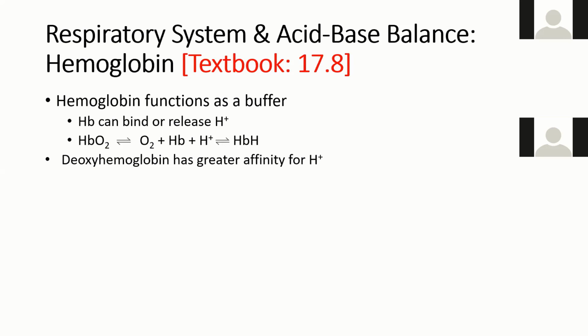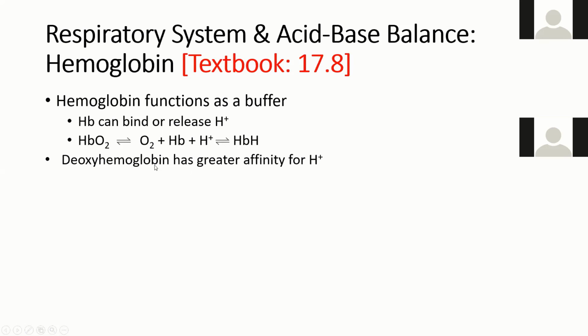So hemoglobin bound to oxygen can be converted to a molecule of oxygen, a molecule of hemoglobin, and a hydrogen ion. And then that can be converted basically to hemoglobin and hydrogen, right, if we get rid of the oxygen. So we can have hemoglobin bound to hydrogen or hemoglobin bound to oxygen.